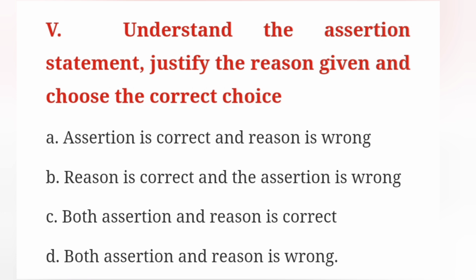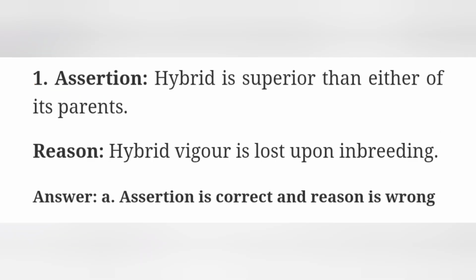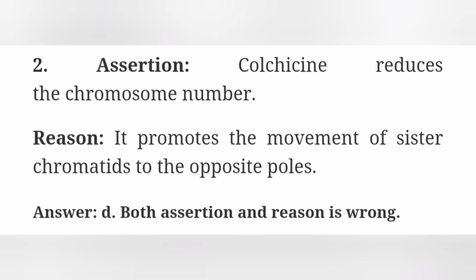Fifth Roman letter, understand the assertion statement, justify the reason given and choose the correct choice. First one, assertion: hybrid is superior to either of its parents. Reason: hybrid vigour is lost upon inbreeding. Answer, option A, assertion is correct and reason is wrong.